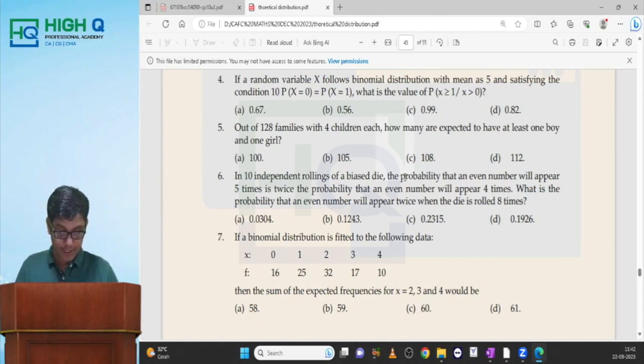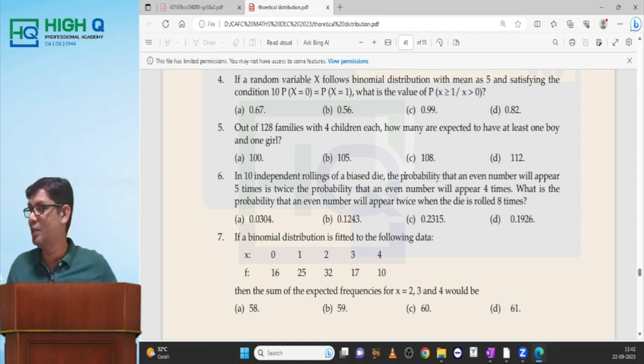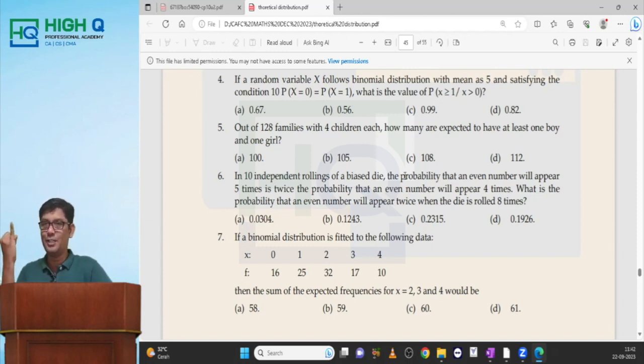Now, 10 independent rollings of a biased die, the probability that an even number will appear 5 times is twice the probability that an even number will appear 4 times. What is the probability that an even number will appear twice, that is 2 times, when the die is rolled 8 times? So, I came to know what n is. n is equal to 8. X is equal to 2, twice, 2 times. Now, I need to find out what P is and what Q is.